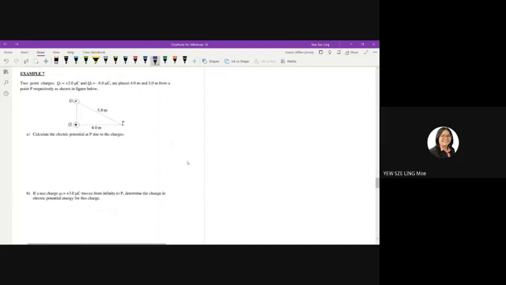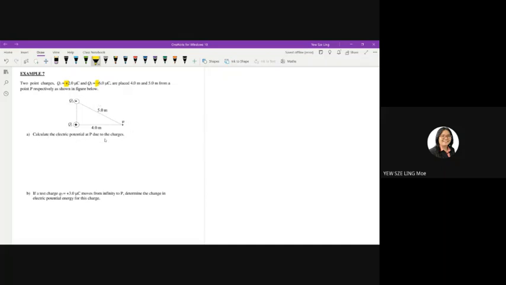Okay, so example 7. Just now we were looking at work done. In this question we're going to look at energy. There are 2 types of energy: the potential energy difference and also the total potential energy. Now let us begin. Two point charges, again you are given two point charges. Q1 is a positive charge and Q2 is a negative charge. They are placed 4 meters and 5 meters from point P respectively, as shown in the figure below.